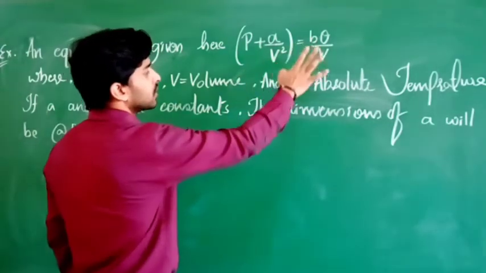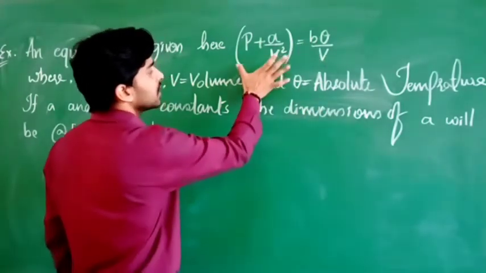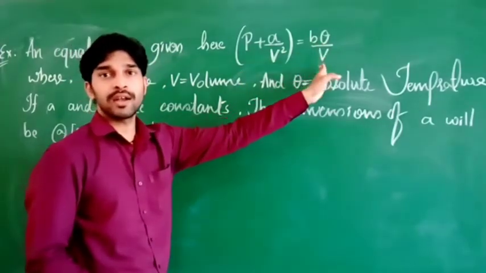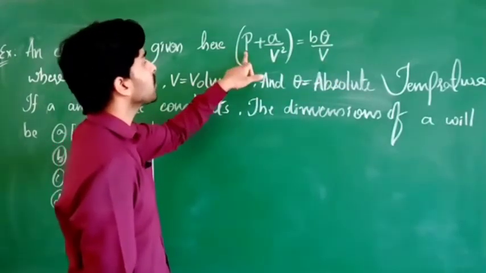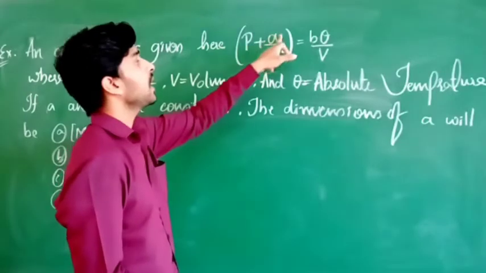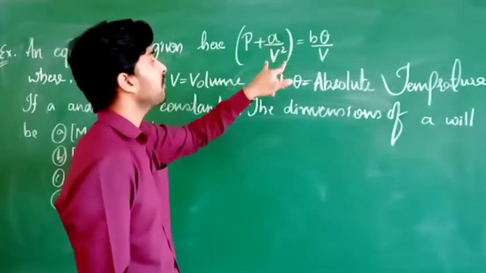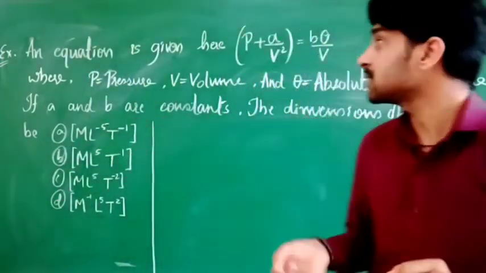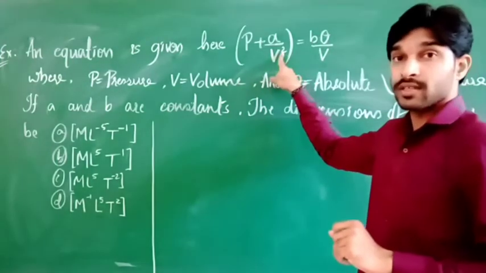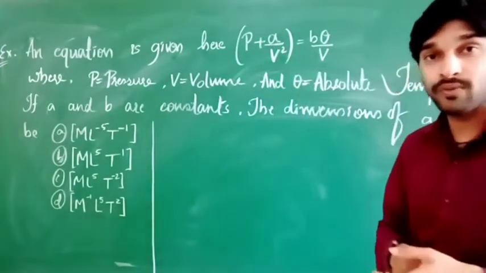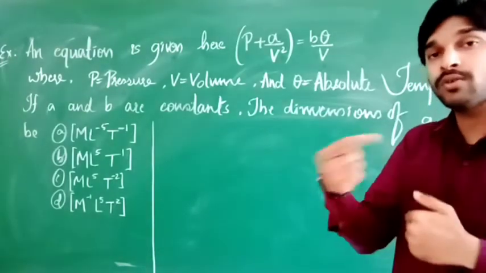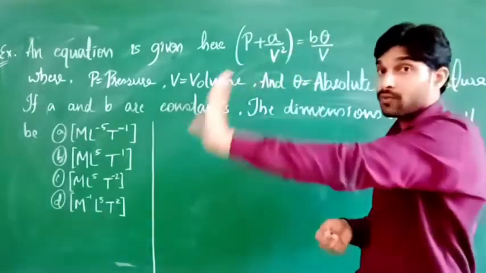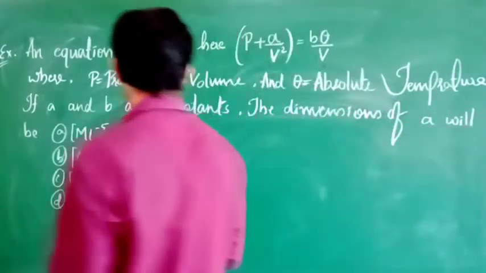They are asking the dimensions of A. A is on our left hand side. Leave that. What you have here is B theta divided by V. P is pressure, and A and P are constants. And one more thing they have given: V is volume. You should be very cautious, it is volume square. Length times breadth times height, L cube, gives one volume. But it is volume square.